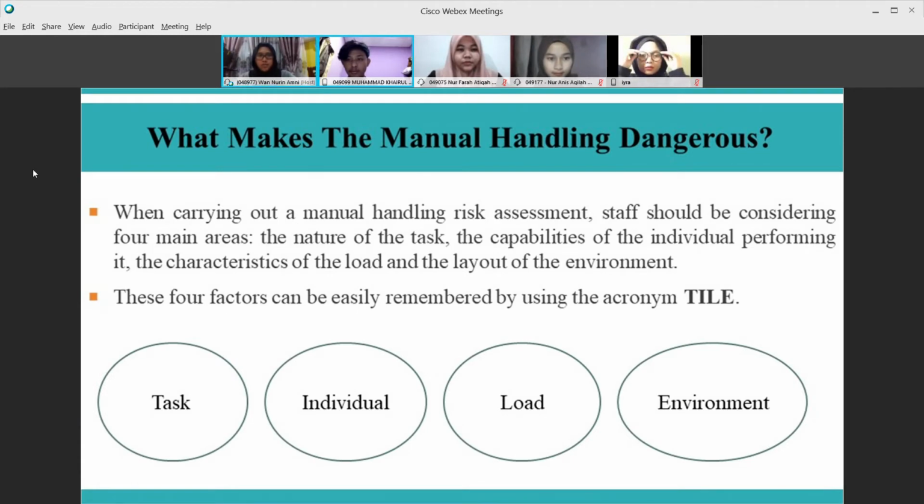Next, what makes manual handling dangerous. When carrying out a manual handling risk assessment, staff should consider four main areas, which are the nature of the task, the capabilities of the individual performing it, the characteristics of the load, and the layout of the environment. These four factors can be easily remembered by using the acronym TILE, which is Task, Individual, Load, Environment.